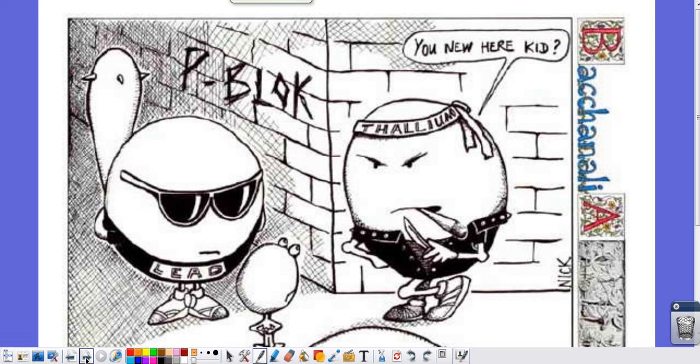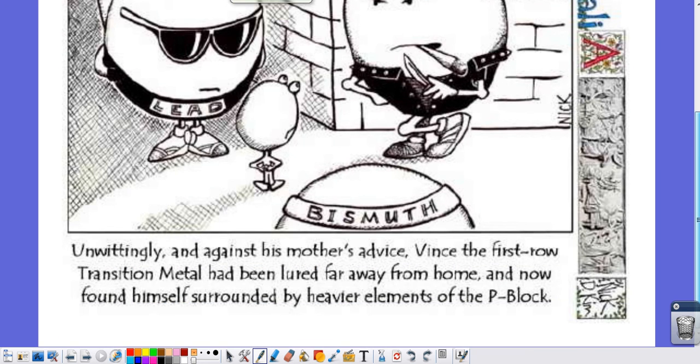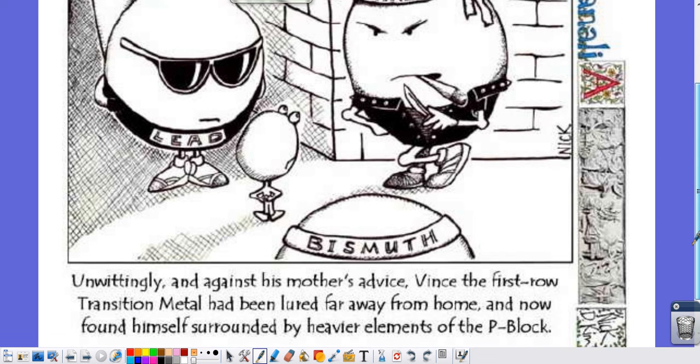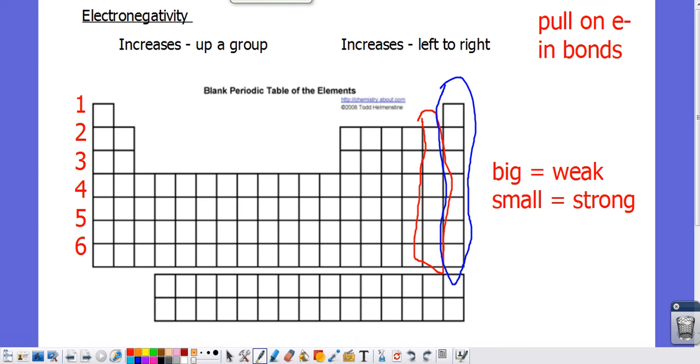Polyatomic ions, here's a picture. That's pretty funny. Okay, that's the end of notes, part 2.